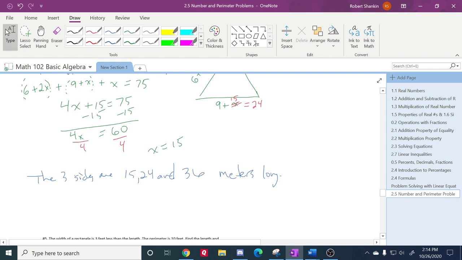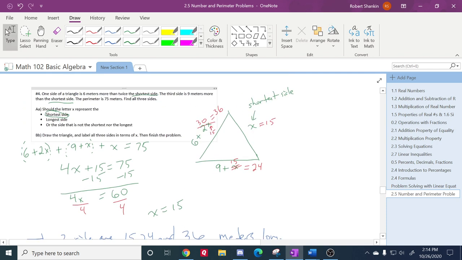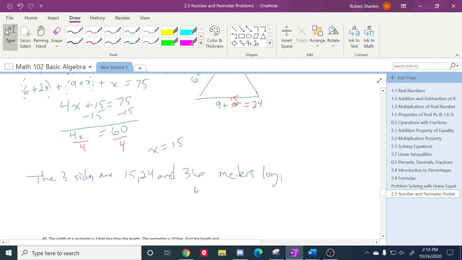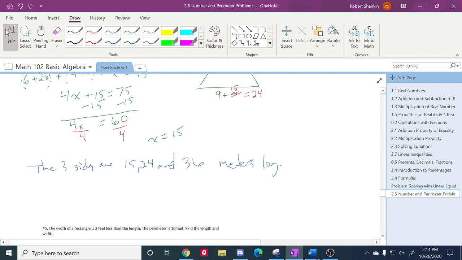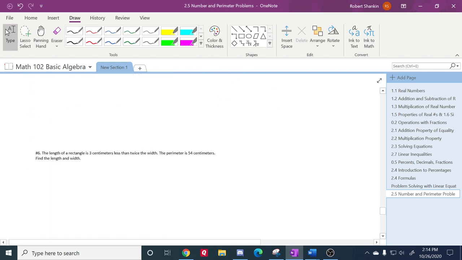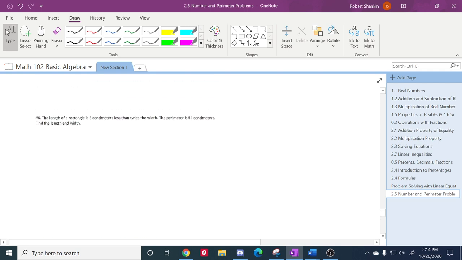Now, they should add up to 75. Let's double check that. 24 and 36, that makes 60, 75. Yep, it does. It checks. All right, one last thing. I always put more than I can get to on these.